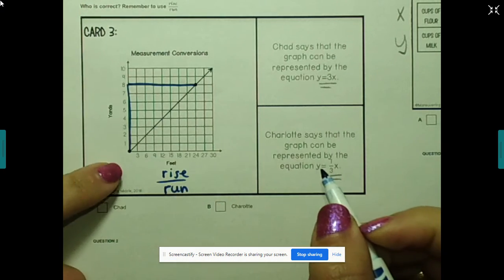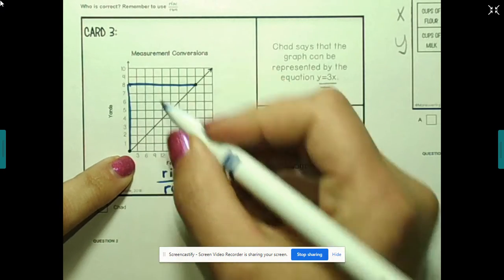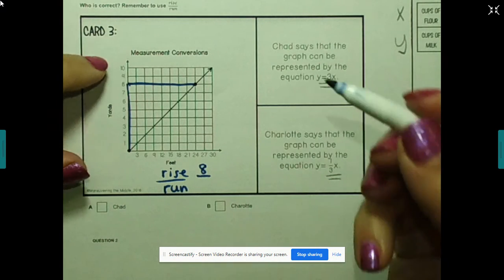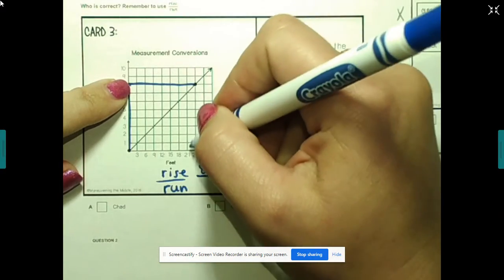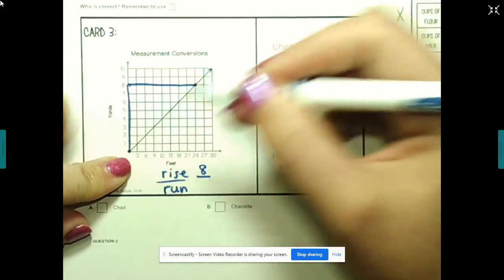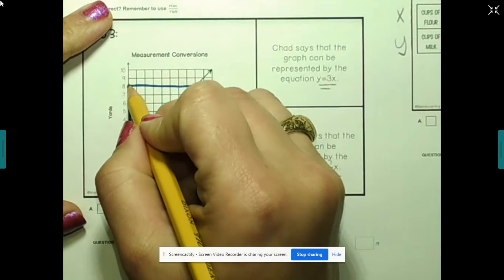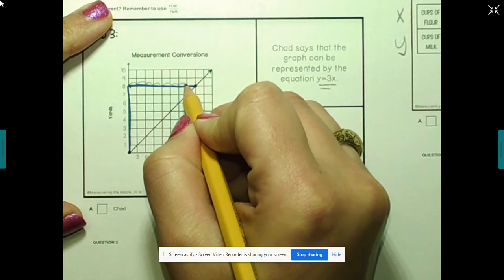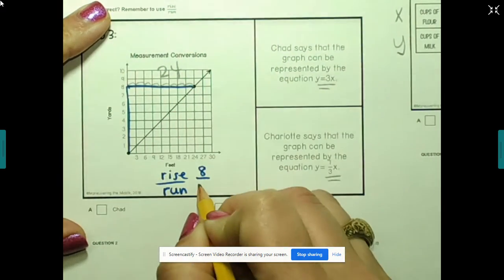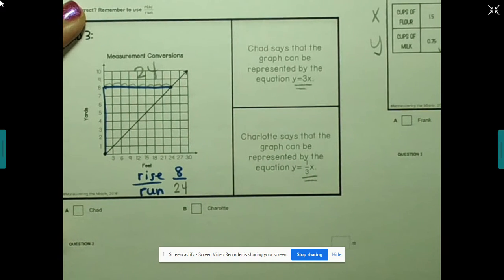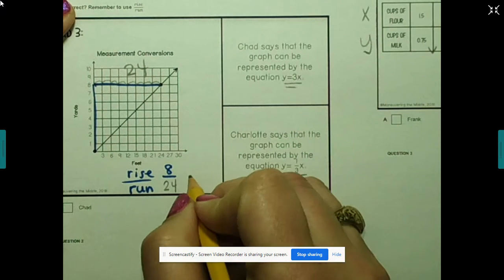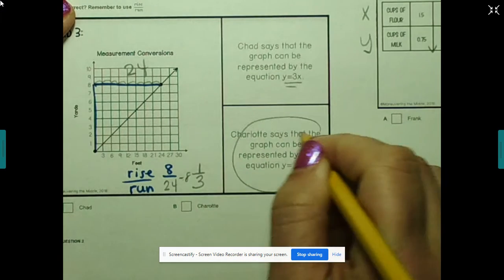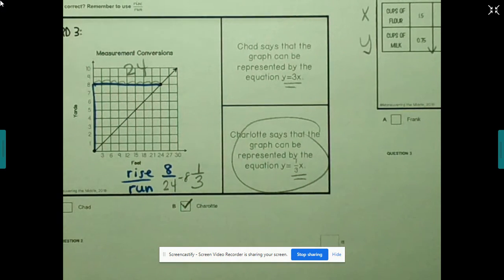So I'm going to look, how far do I rise? I'm going from 0 up to 8, so my rise is 8. Now my run is over here, but if I notice, I'm actually counting by 3s, okay? So I have to count by 3s. 3, 6, 9, 12, 15, 18, 21, 24, okay? So 8 over 24, and when I simplify that by 8, I get 1/3, which would mean that Charlotte is correct, okay?